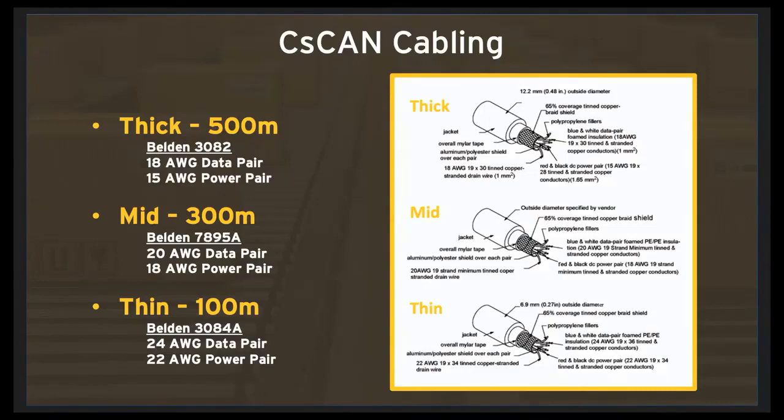And it basically is 2 twisted pairs, a 24 gauge and a 22 gauge. Again, specially constructed, not just your run-of-the-mill 2 twisted pair type Belden wire. It's specifically Belden 3084A, as you can see on the screen there, along with the Belden numbers for mid and thick. So you do need to use special CAN cable.